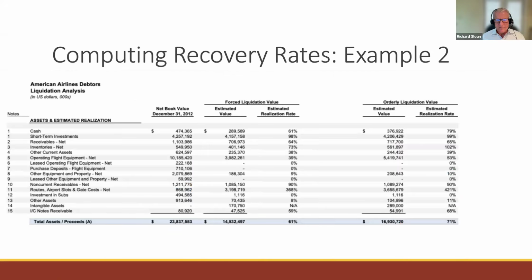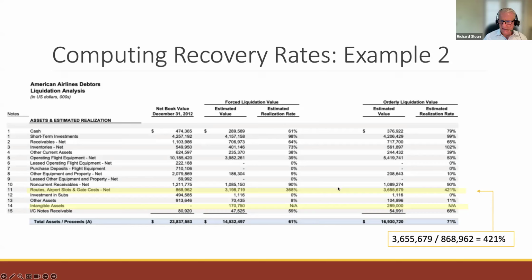Okay, so this is, I think, the punchline slide that's going to answer Ayung's question, where it should click for everyone in accounting here. This is American Airlines, just one example where we're going to focus on the recovery rates that were used for their intangibles. You can see that there are 2 line items for intangibles here. One is their route slots and gates, which had a net book value of 868 million and a liquidation value. They use the orderly one of 3.6 billion for a 421% recovery.